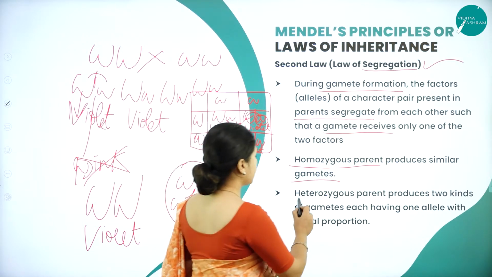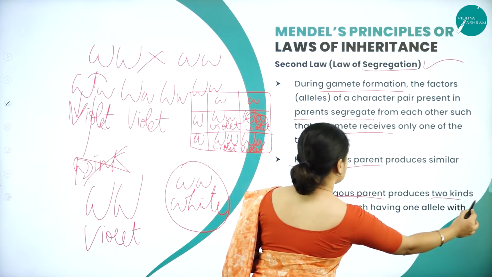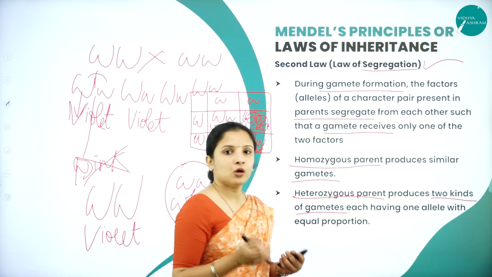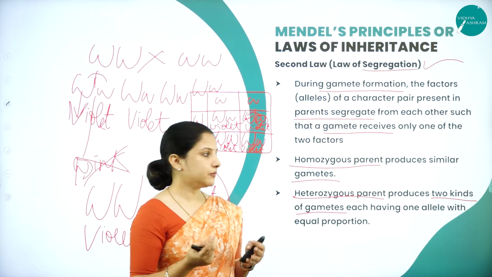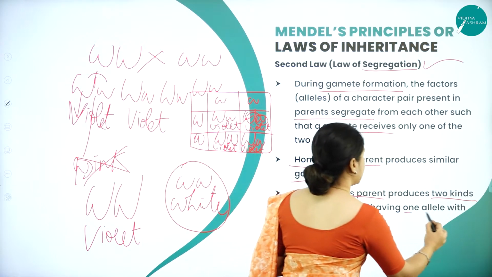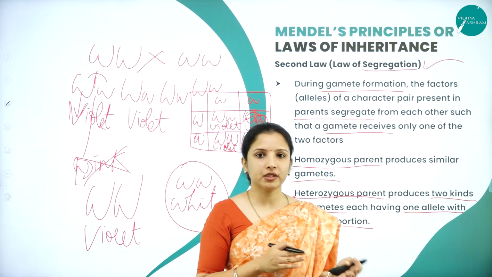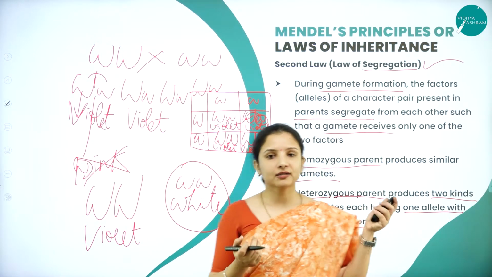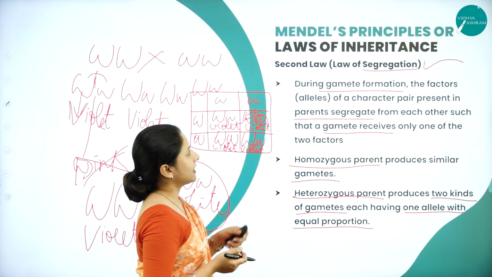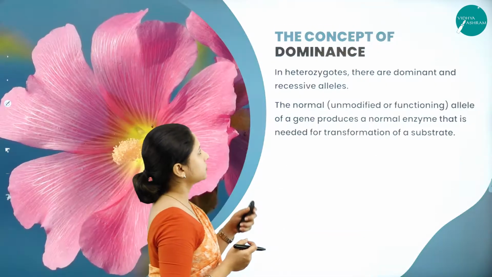And a heterozygous parent produces two kinds of gametes, wherein one will be dominant and the other will be recessive, having one allele each in equal proportion. That is 1:1. One will be dominant and the other will be recessive. That is what is meant by the law of segregation. So, these are the two laws of Mendel.